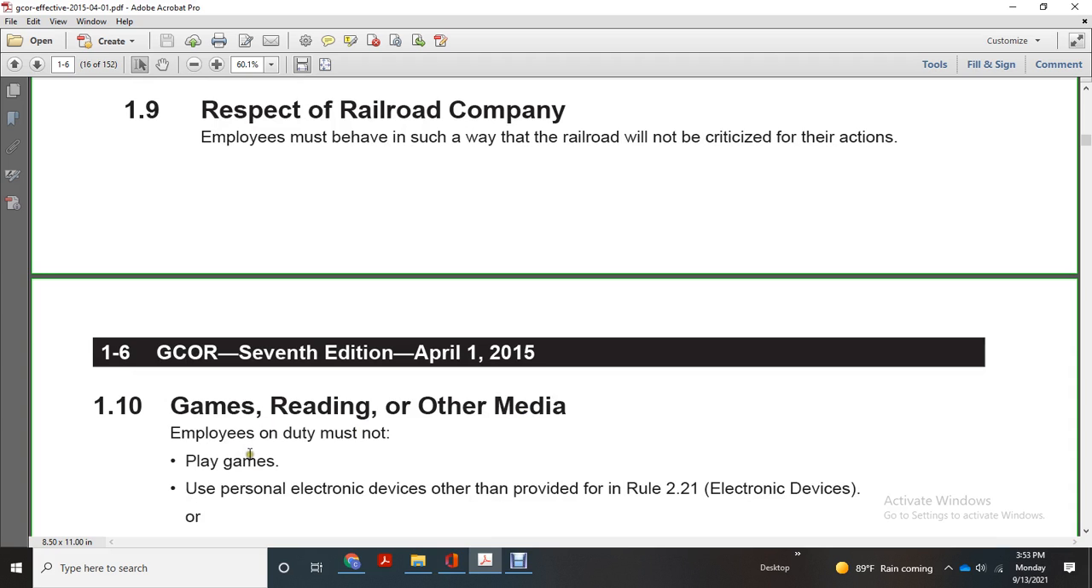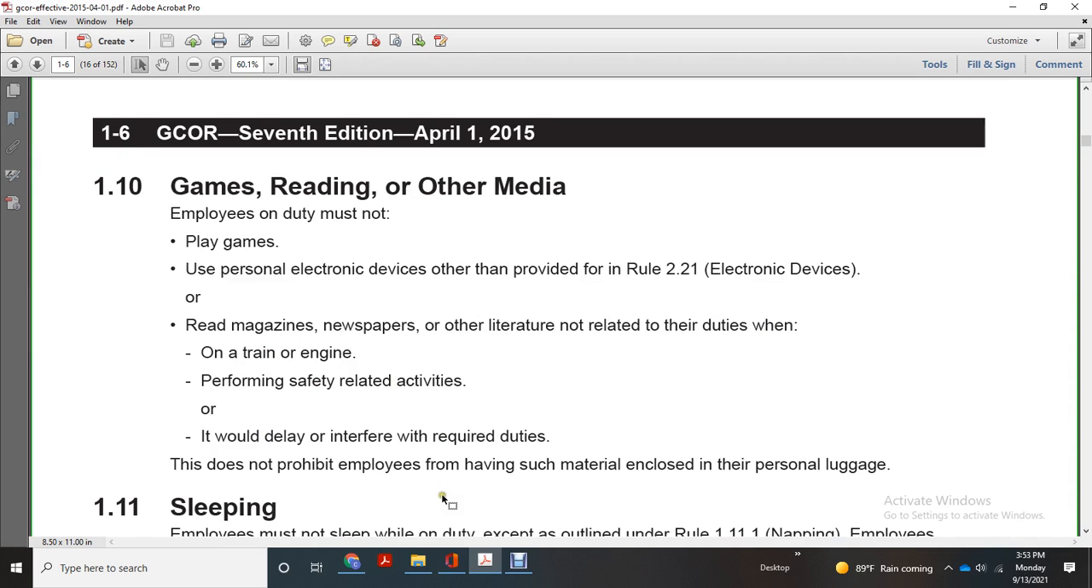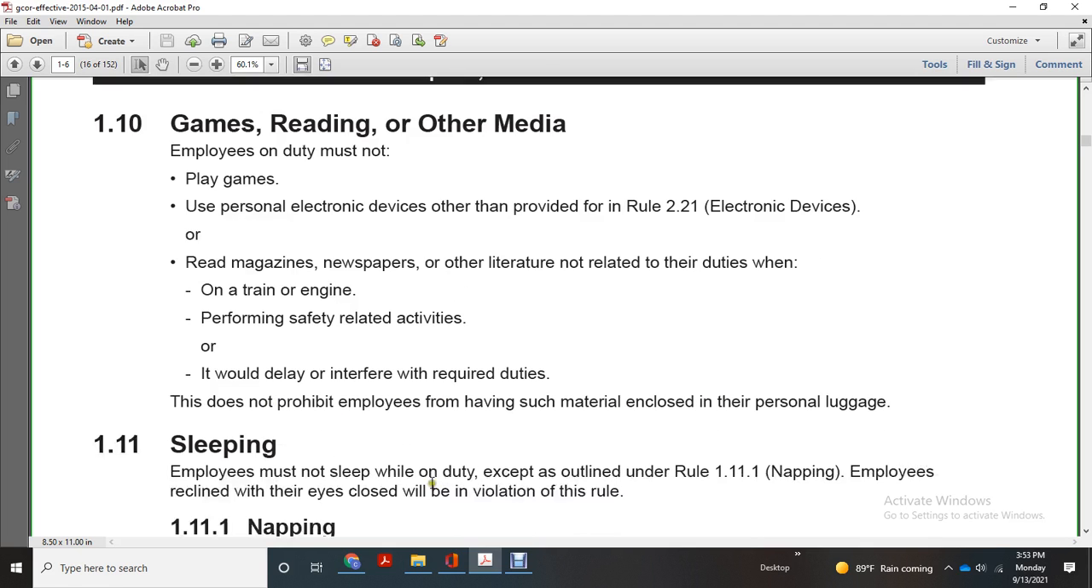Employees performing duties must not play games on personal or electronic devices other than as provided by Rule 221, or read railroad magazines, newspapers, or other literature not related to their duties when on a train or engine or performing safety-related activities, if it would delay or interfere with the required duties. This does not prohibit the employee from having such materials included with personal luggage.